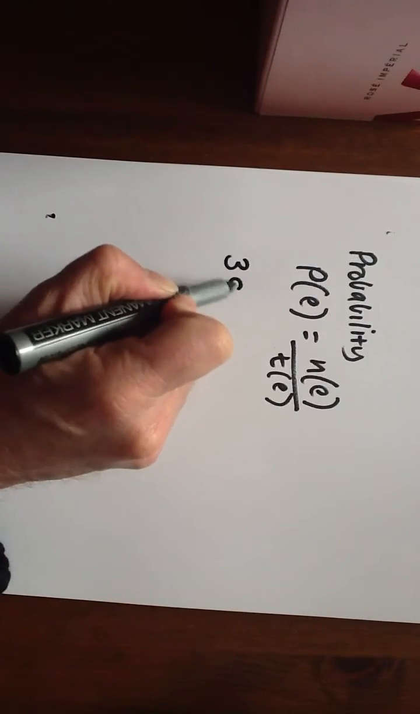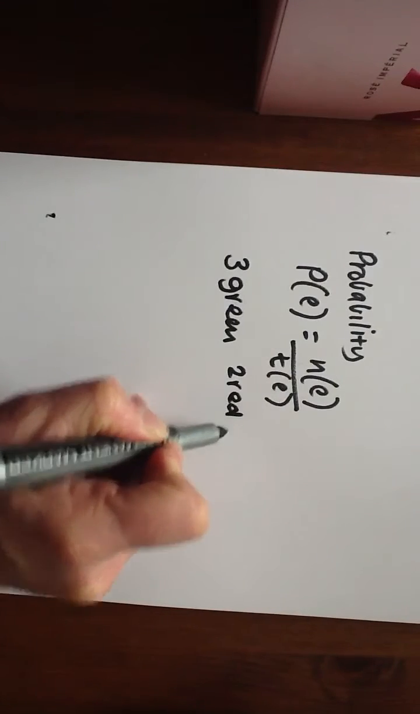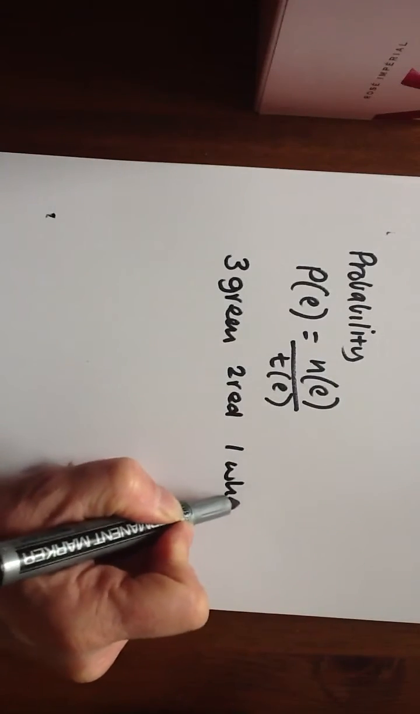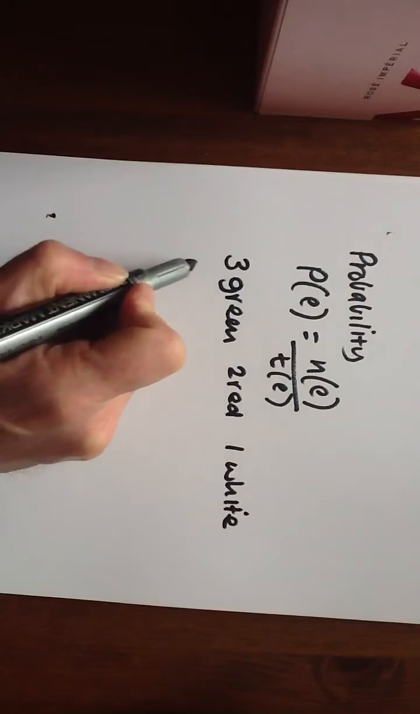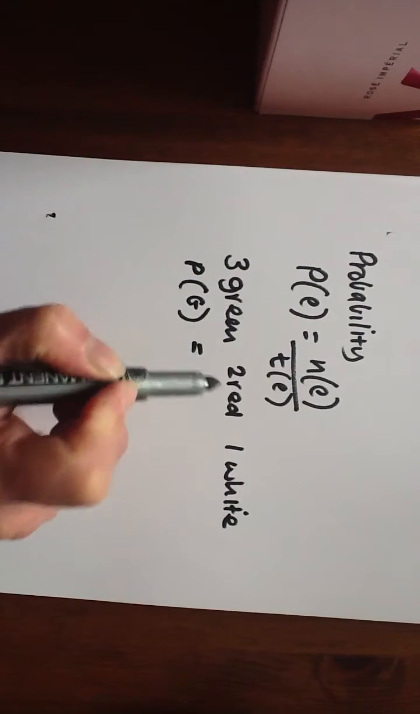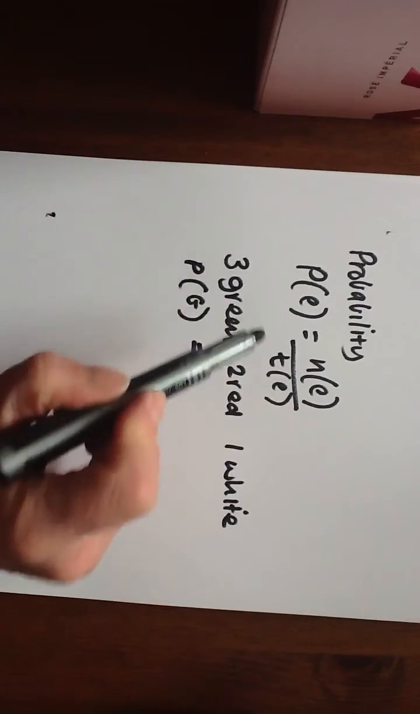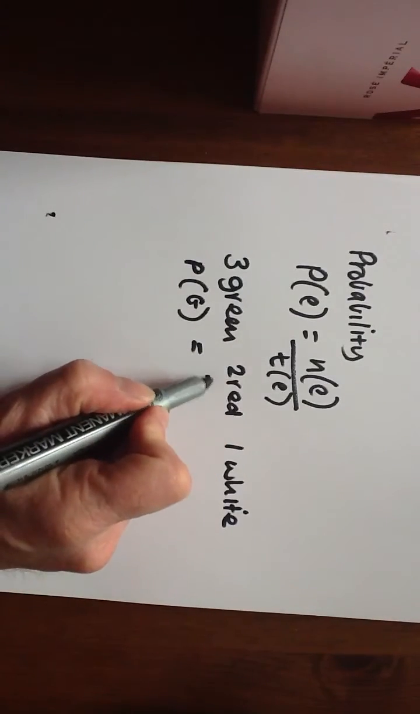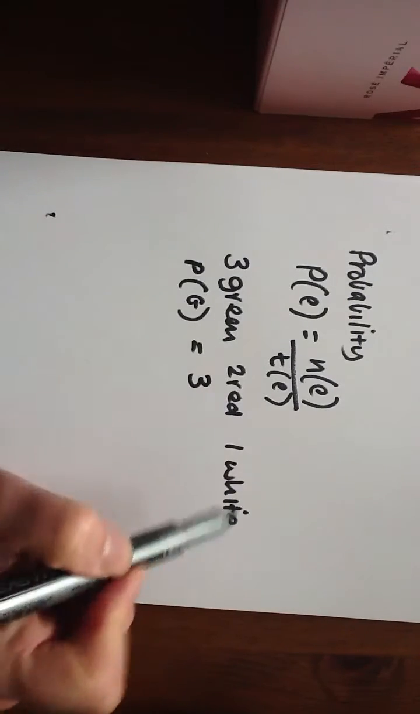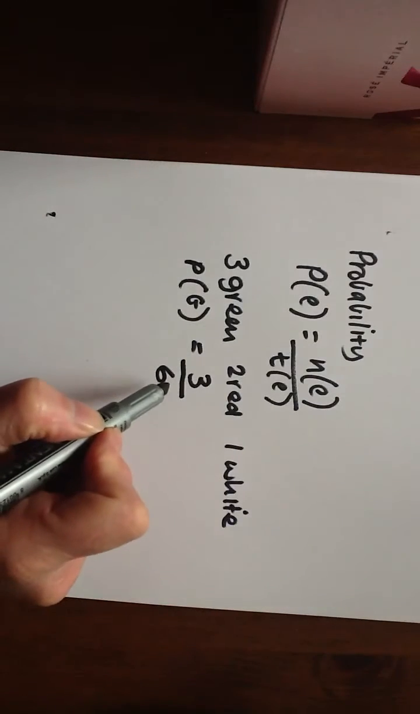So we've got 3 green, 2 red, and 1 white. The question is, what is the probability that we get a green? Well, there are 3 greens, so the number of ways our event can happen is by getting any one of those 3 greens. But there are 6 balls altogether. So the probability then of getting a green is 3 out of 6.